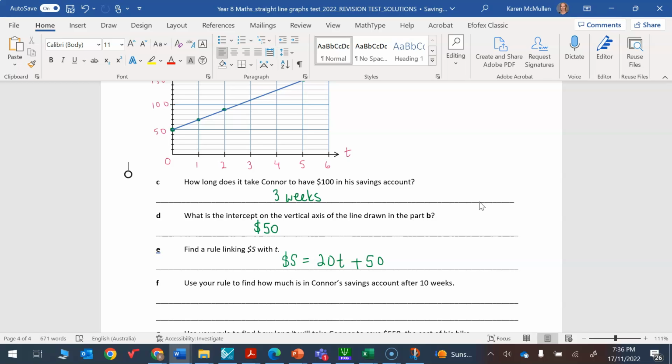All right, question F, use your rule to find out how much is in Connor's savings account after 10 weeks. So that means I let T equal 10. So we're going to have 20 times 10 plus 50. And you could probably work that out without doing the substitution. So 20 times 10 is 200, and 200 plus 50 is 250. So he has $250 after 10 weeks.